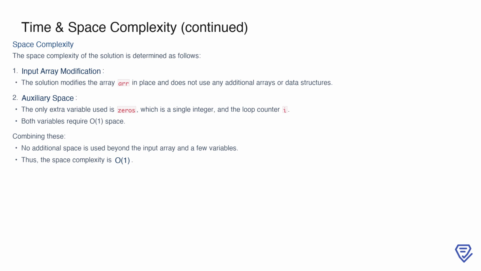The space complexity of this solution is minimal because it modifies the input array directly without creating any additional data structures. Specifically, the solution operates in place on the array arr and does not require extra space for copying or storing intermediate results. Additionally, the only extra variables used are zeros, which stores the count of zeros, and the loop counter i. Both of these are simple integers and require constant space, or O(1). Therefore, the overall space complexity of the solution is O(1), making it highly space efficient.